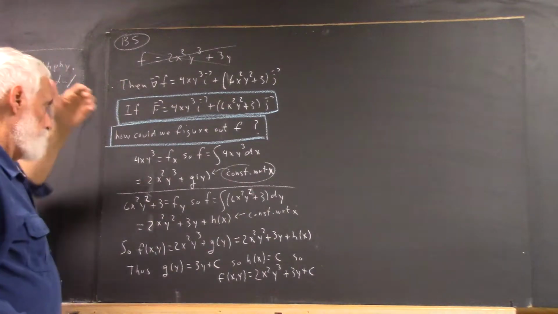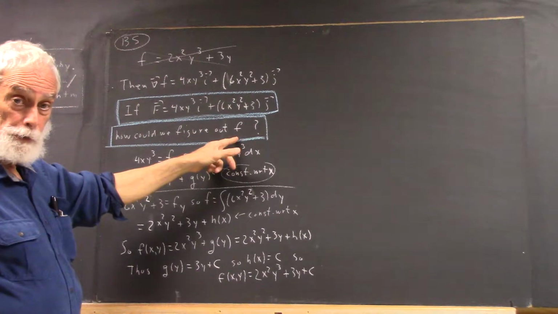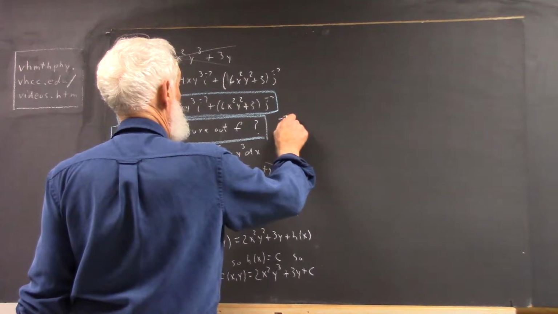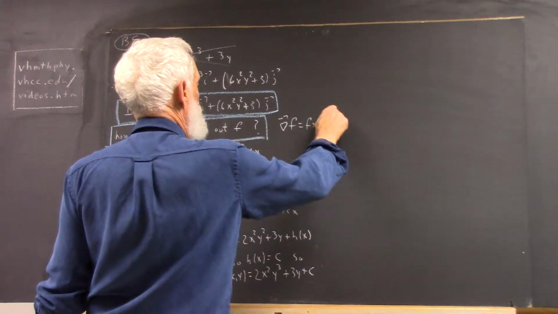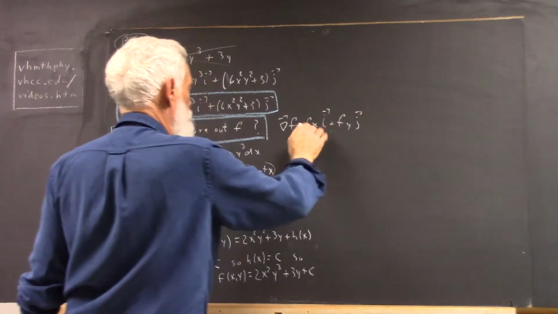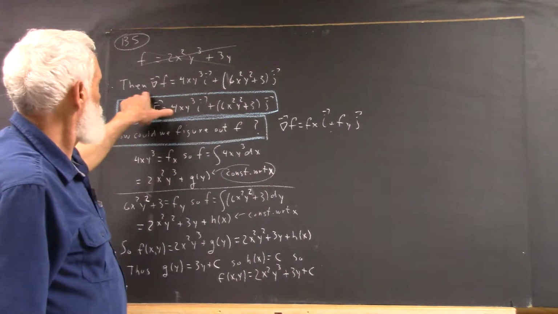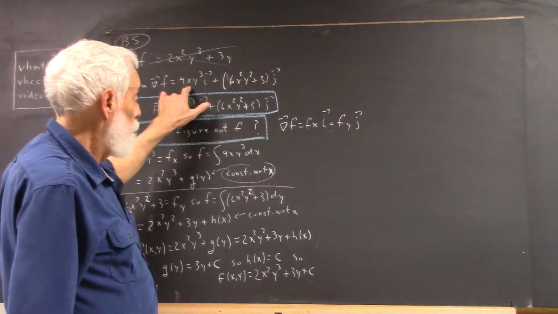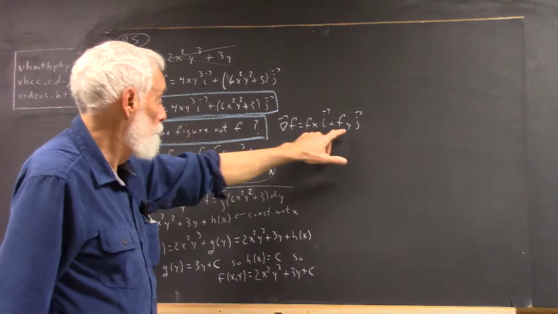So if this is the gradient of some function little f, then the gradient of little f is fx i plus fy j. Excuse the tall i, had the x a little high there. So if this function is a gradient of little f, then 4xy cubed is fx, and 6x squared y squared plus 3 is the fy.